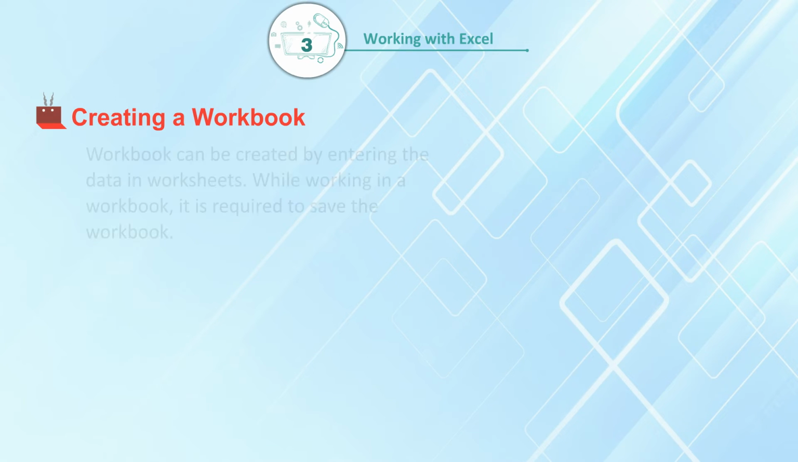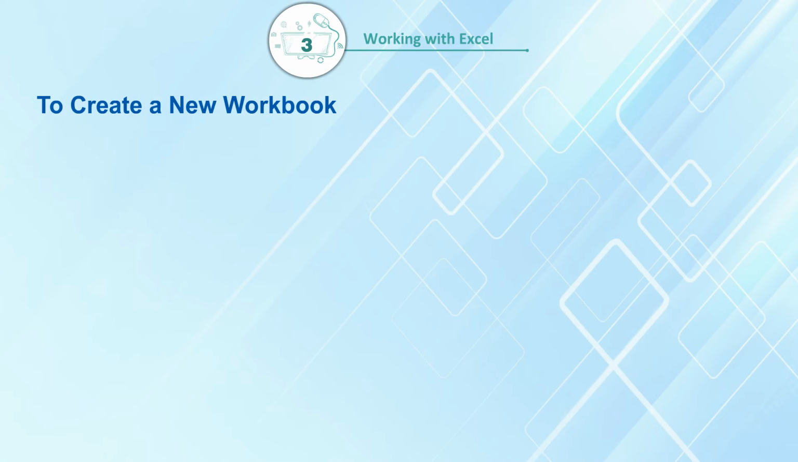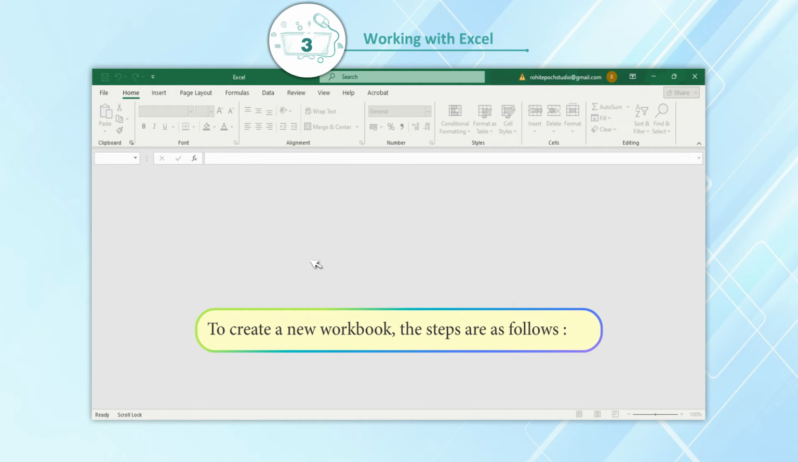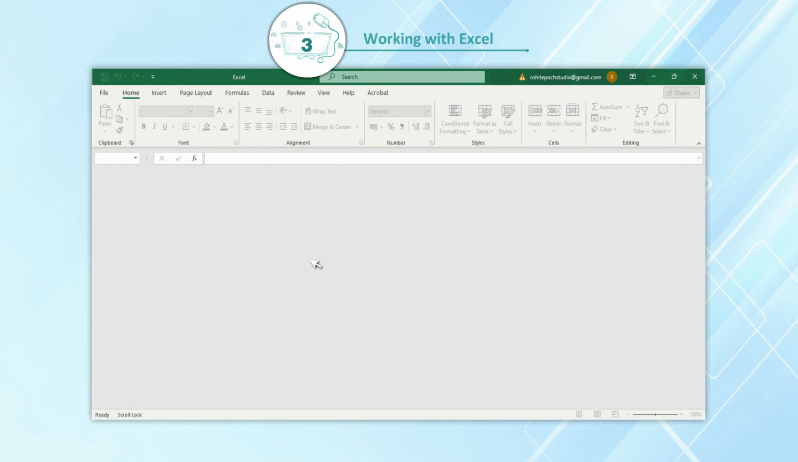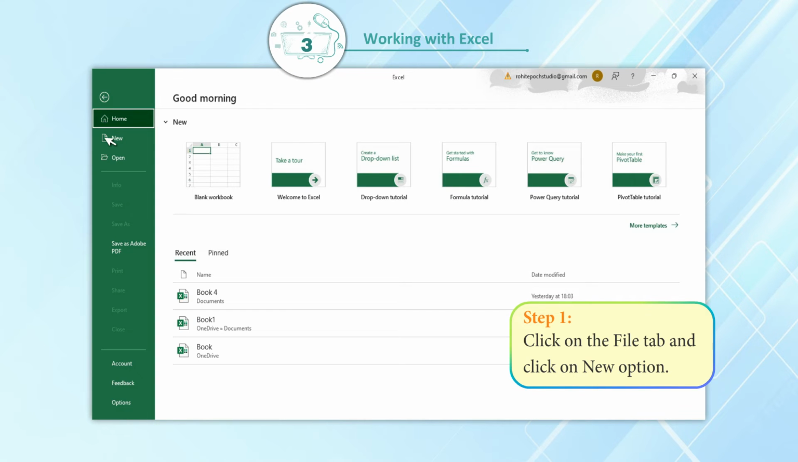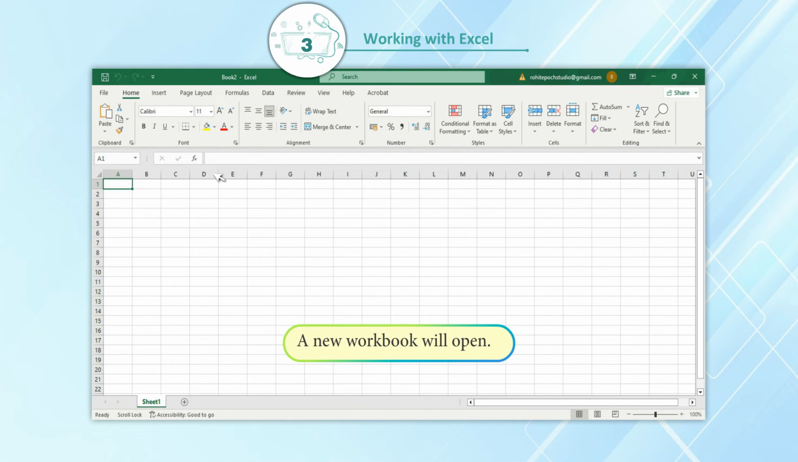Creating a workbook. A workbook can be created by entering the data in worksheets. While working in a workbook, it is required to save the workbook. To create a new workbook, the steps are as follows. Step 1. Click on the File tab and click on the New option. Step 2. Click on Blank Workbook to open it. A new workbook will open.